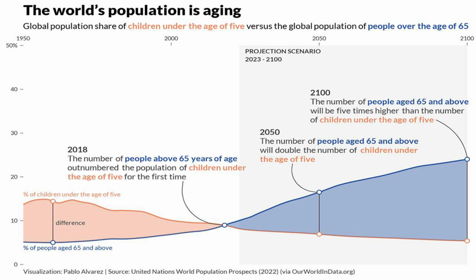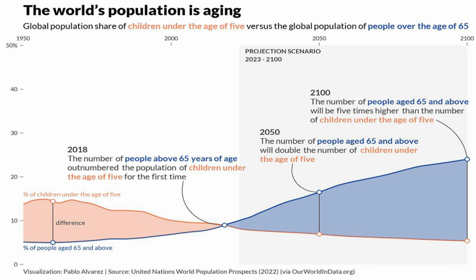Okay. The world's population is aging. And I should also say that I have different years in some of the data because some of the data hasn't come out. So sometimes you'll see 2020, sometimes you'll see 2023, and that's just a lag in the reporting data. But global population share of children under the age of 5 versus those over 65, so those boomers, you can see the differences and then what the projection is going to be. 2100, the number of people 65 and older will be 5 times higher than the number of children under the age of 5. So we are an aging population.